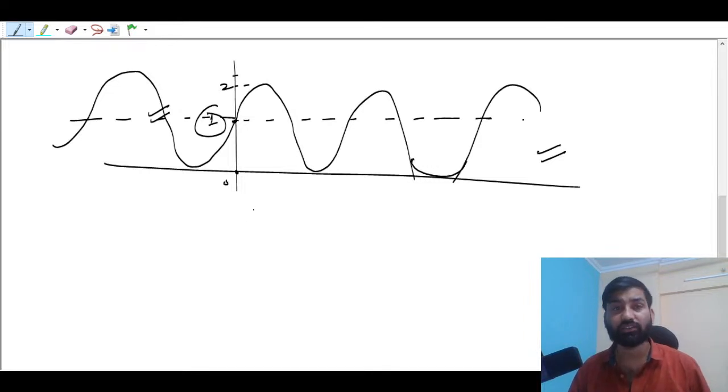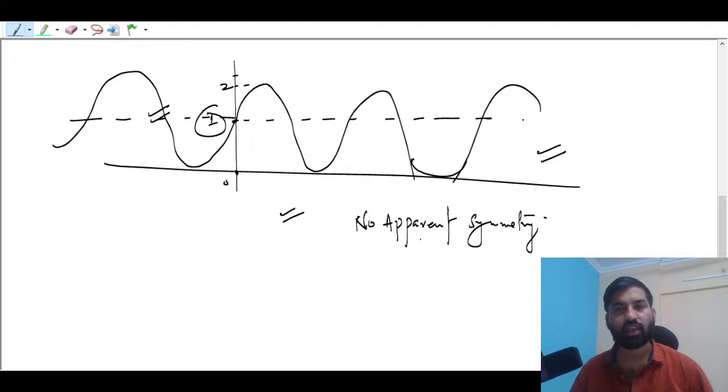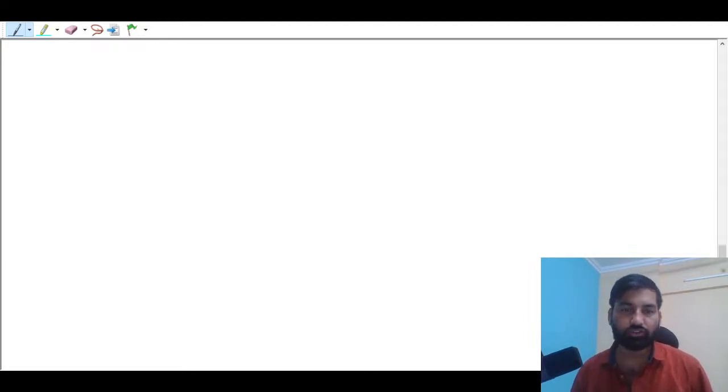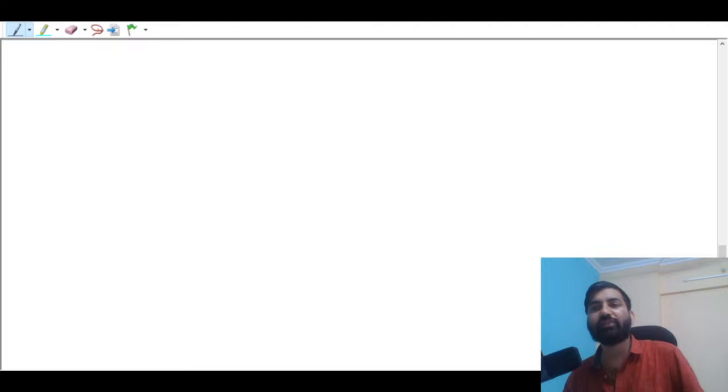Because for an odd signal it should be symmetrical about 0 or the origin. For even it should be symmetrical about the y-axis. So there is no symmetry right now. You can say no apparent symmetry. But if you remove this DC 1, meaning subtracting the DC from the signal, you will get some symmetry over there, and that will be odd symmetry. Understood? So this is very important to keep in mind.